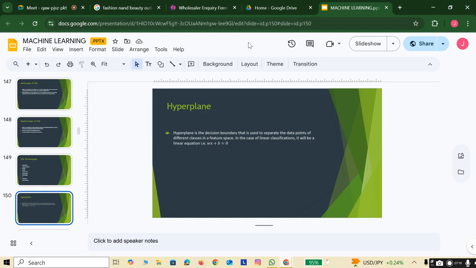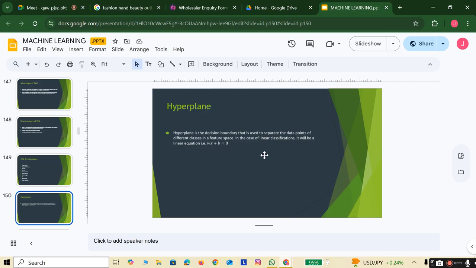The first one is hyperplane. A hyperplane is the decision boundary that is used to separate the data points of different classes in a feature space. In the case of a linear classification, it will be a linear equation: wx plus b equals 0. We are not going to look into the mathematics behind it, because thank God we have a support vector model that has been pre-built. So our task is just to train it on our data. Actually, the one who invented this is the one who built it.